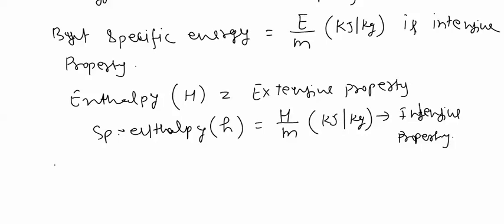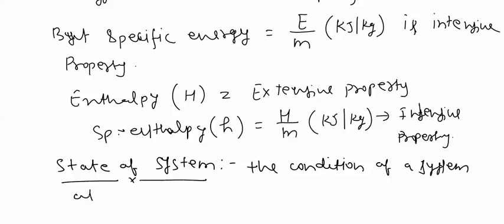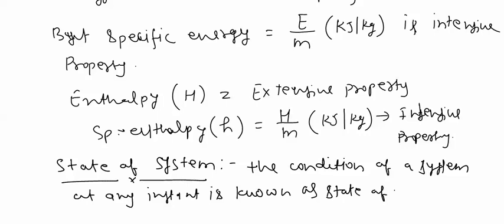Next we will further move to the state of a system. The state of a system is the condition of a system at any instant. The condition of a system at any instant is known as the state of a system.